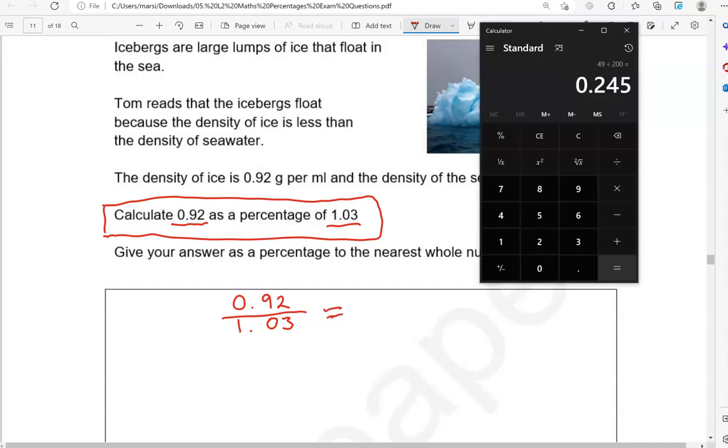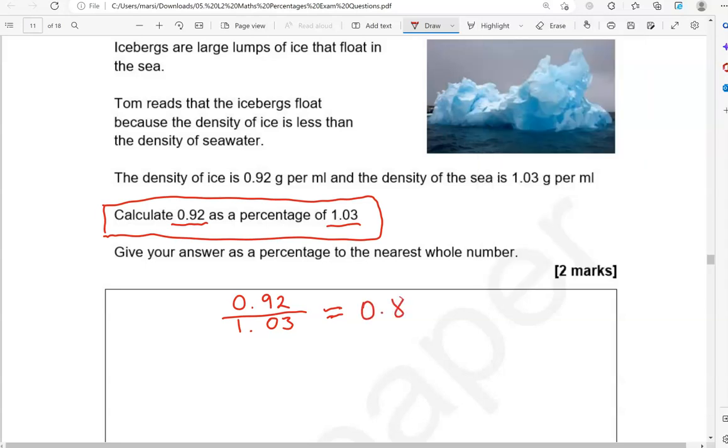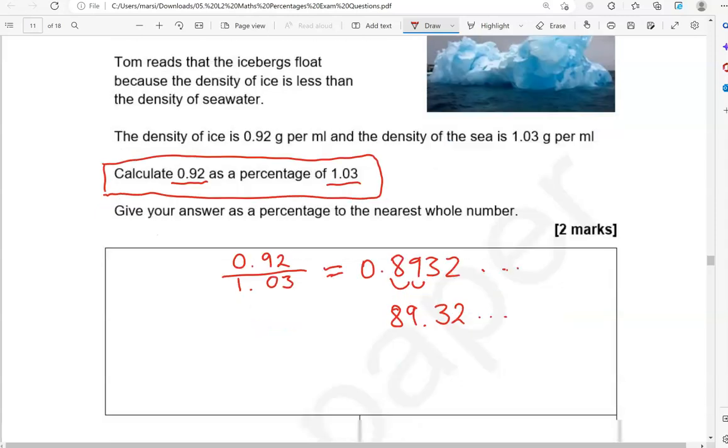In the calculator, 0.92 divided by 1.03 gives us 0.8932 and so on. So as a percentage, this is going to be 89.32.